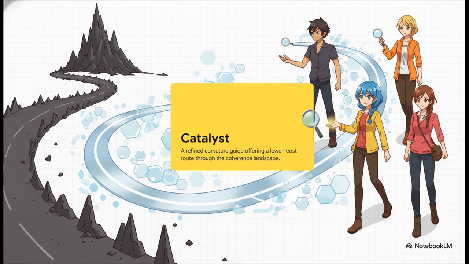And this is exactly where catalysts come into play. A catalyst doesn't force a reaction to happen. Actually, scratch that. It's more like it acts as a highly refined curvature guide. It essentially builds a lower-cost route, like a smoother, freshly paved road through the coherence landscape, allowing the old routes to relax and the new ones to form without forcing the system to climb that massive activation energy mountain.